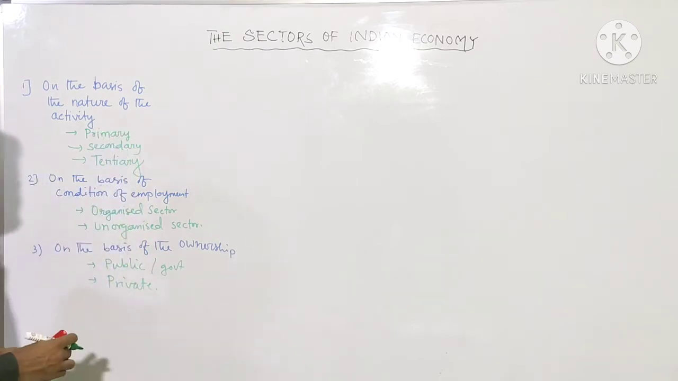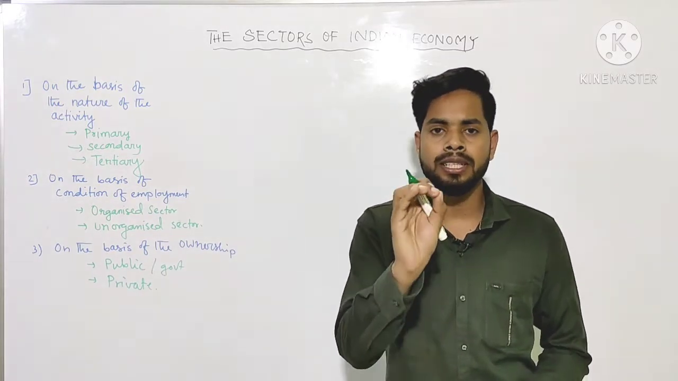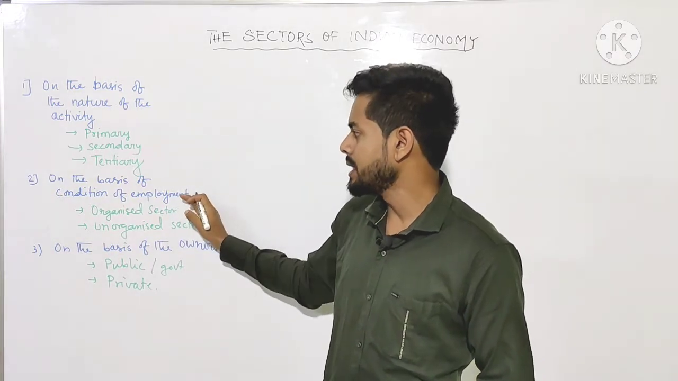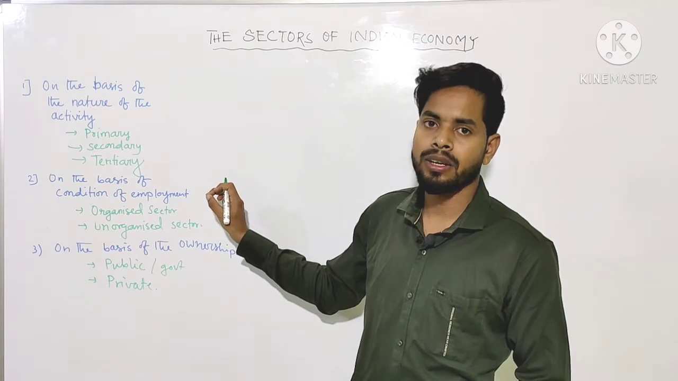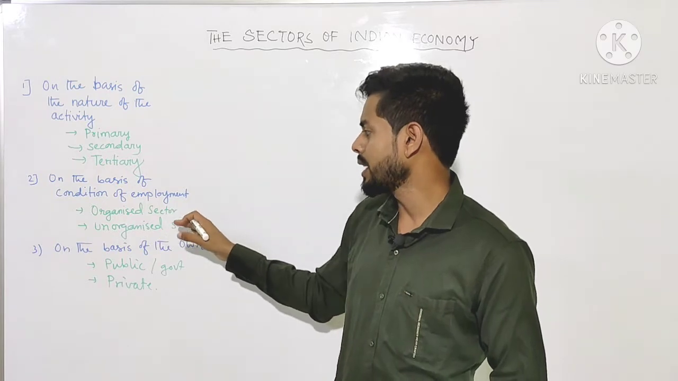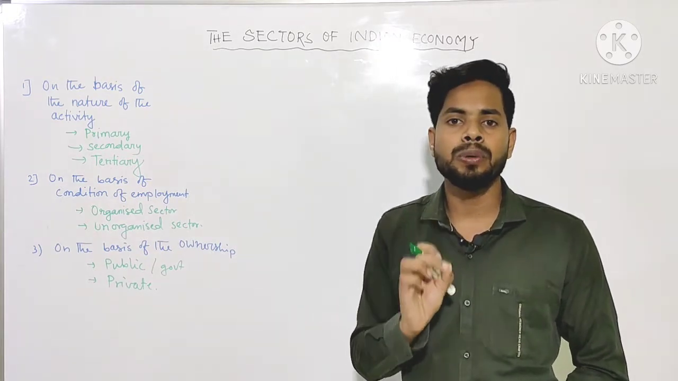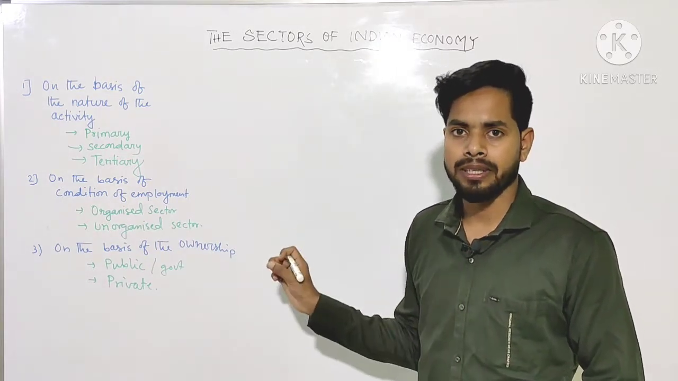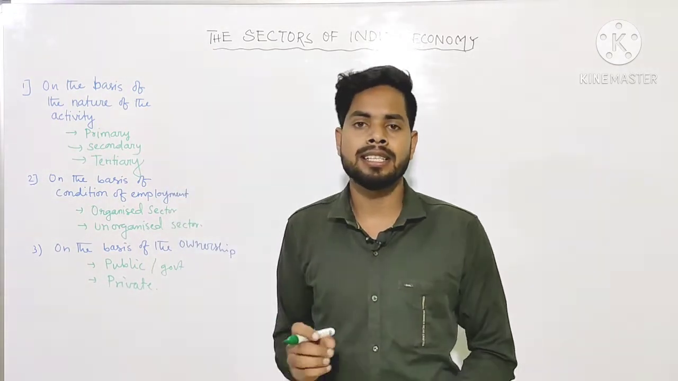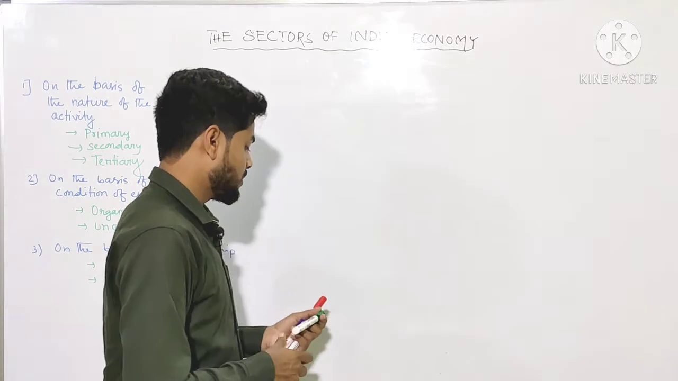So dear students, listen. On the basis of the nature of the activity, we classify economic activity into three categories: primary, secondary and tertiary. On the basis of the condition of employment, or working condition, we classify into two categories: organized and unorganized. And on the basis of ownership, we classify into two categories: public and private. Clear, all of you? So next we discuss the primary, secondary and tertiary sectors, or activities.